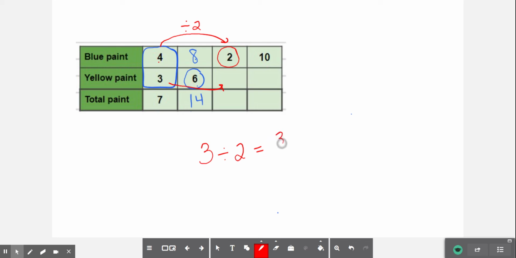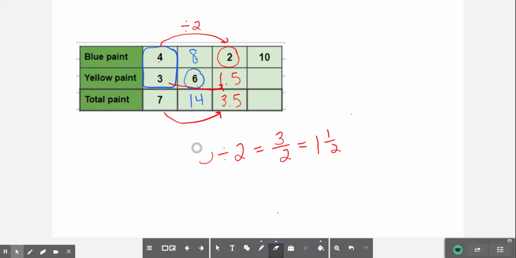And you could write that like 3 over 2, and then simplify it to 1.5. Or you could do 3 divided by 2 on the calculator, and that comes out to 1.5. So again, we could add straight down for the total. 2 plus 1.5 is 3.5. Or you could do 7 divided by 2, which also gives 3.5.